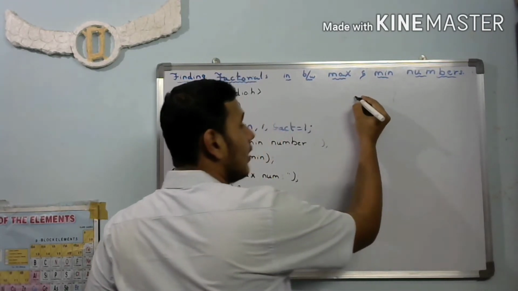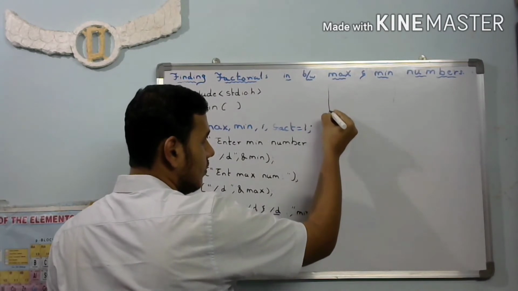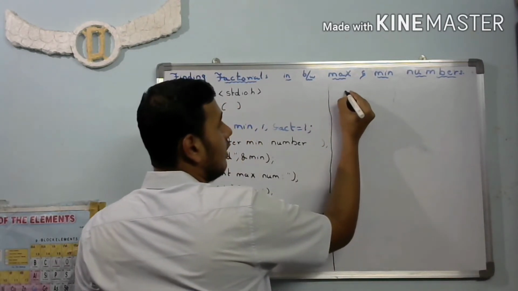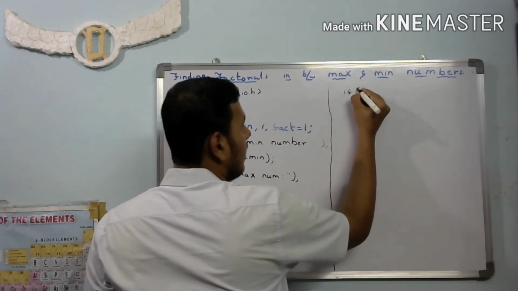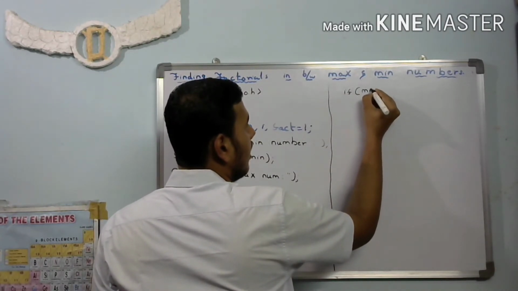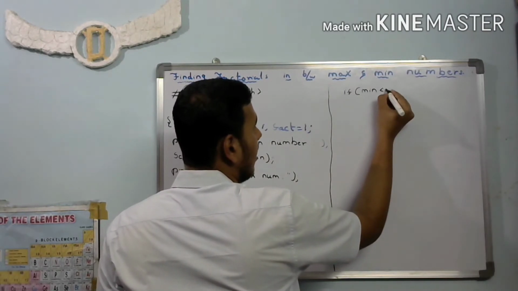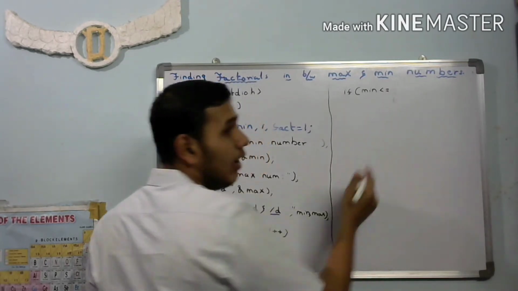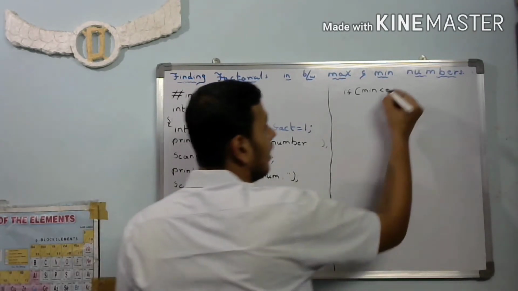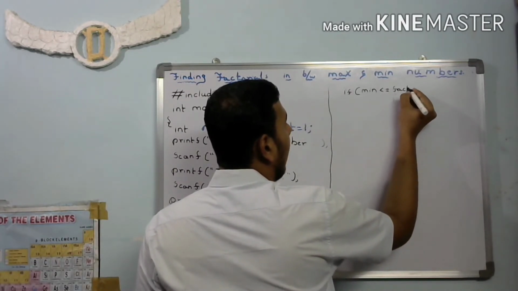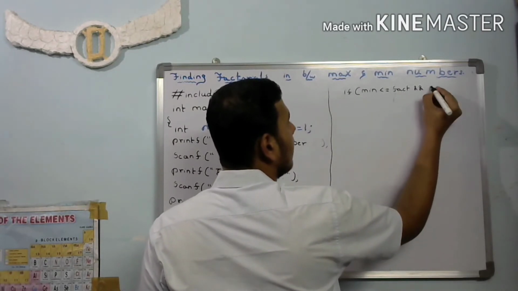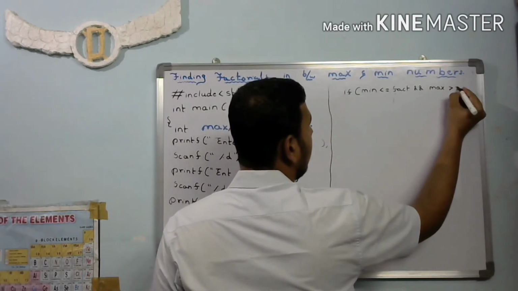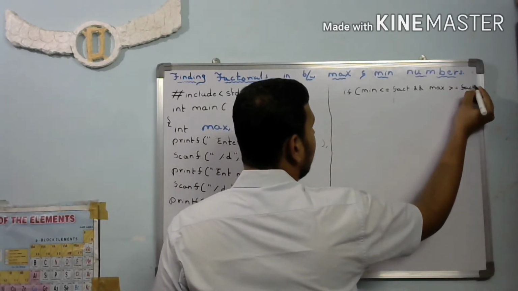Here now I am giving one second. Let me divide the board. So here now I am giving the if condition. If my condition is min is less than or equal to what we have taken, the fact value, it's storing in fact, and max is greater than or equal to fact.